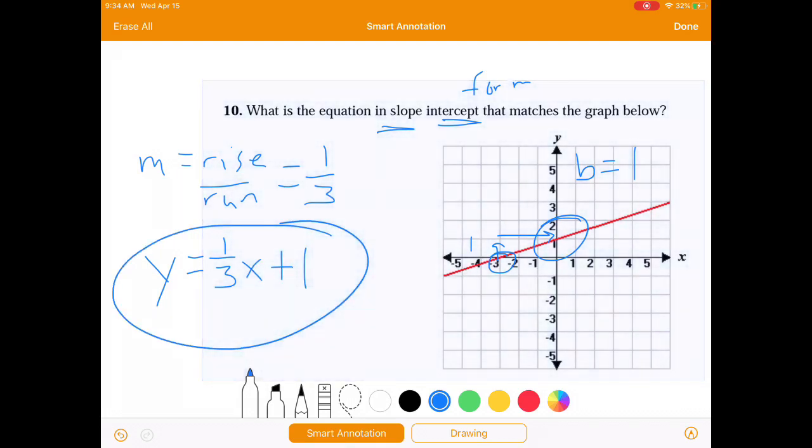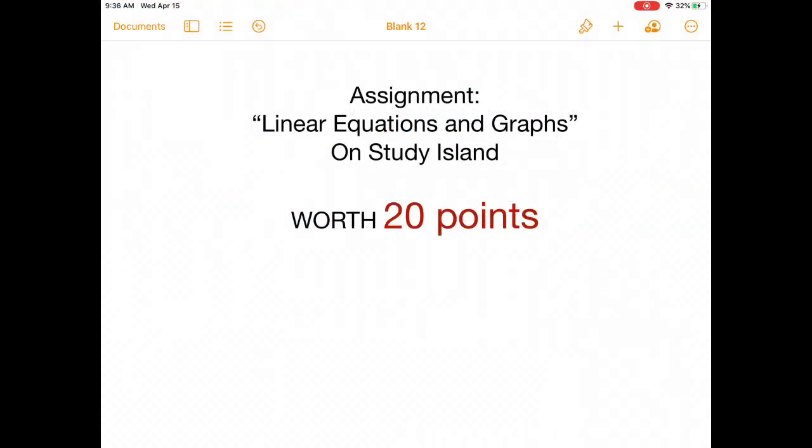And that's it. Your assignment is going to be called Linear Equations and Graphs. It's on Study Island. I'm going to treat this one kind of like a test because this is basically wrapping up everything that we've been doing so far with linear equations and graphs. So there are going to be 10 questions on it, but they're going to be worth double the points, so it'll be 20 points altogether.